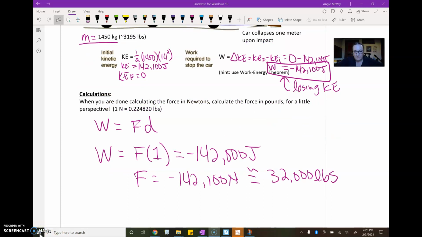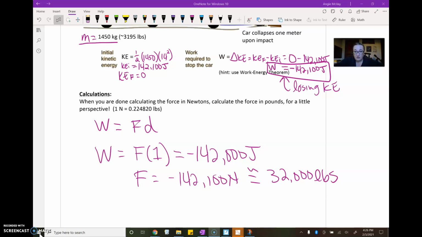Easy math, right? Divide by 1. So the force applied is negative. It's opposing the motion of the car. It's the force applied by the tree on the car to slow it down. 142,100 newtons, or about 32,000 pounds of force.